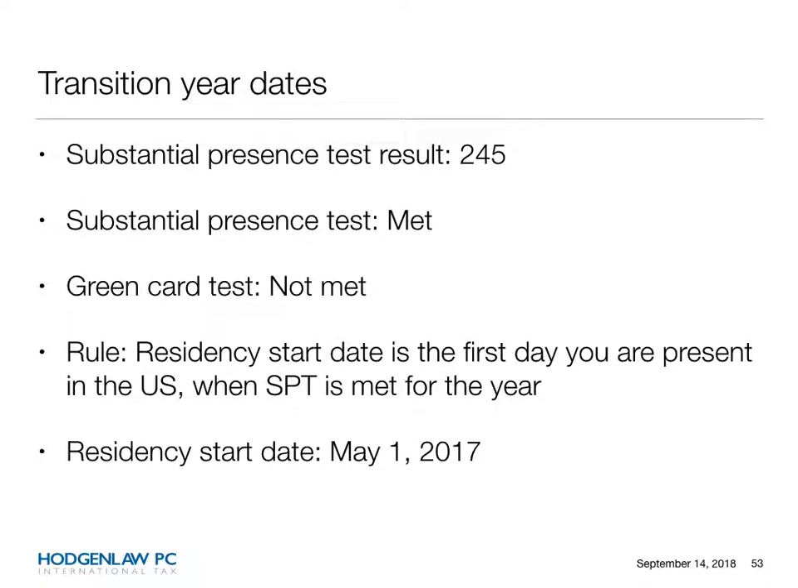To determine the transition year dates, he does meet the substantial presence test since he was in the US for 245 days in total in the last 3 years. And he was also in the US for at least 31 days in the current year, or 2017 in this example. The green card test is not met because we're assuming that he did not get a green card, and he's in the US as some kind of visa holder or just a foreign person in the US.